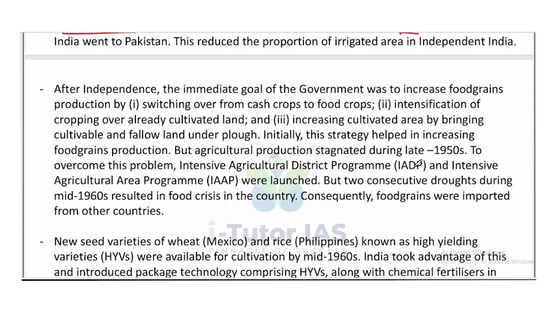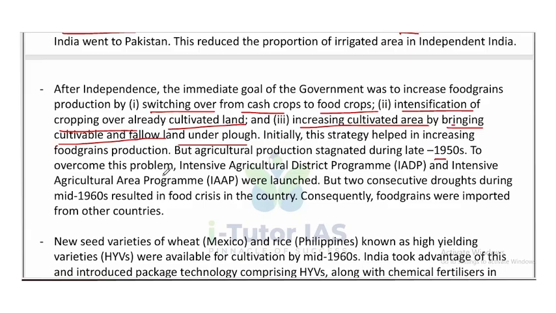After independence, the immediate goal of the government was to increase food grains production by switching over from cash crops to food crops. Second one, intensification of cropping over already cultivated land. And third one, increasing cultivated area by bringing cultivable and fallow land under plough. Initially, this strategy helped in increasing food grain production, but agriculture production stagnated during late 1950s.